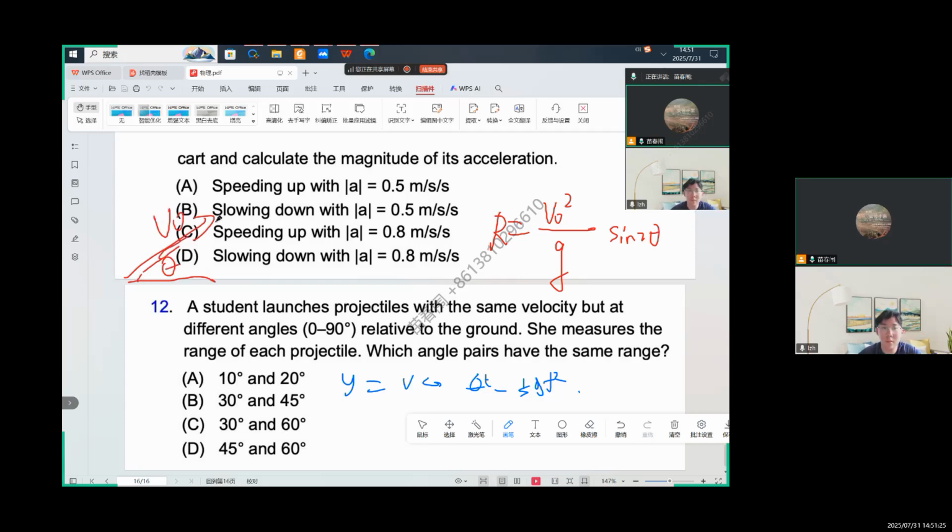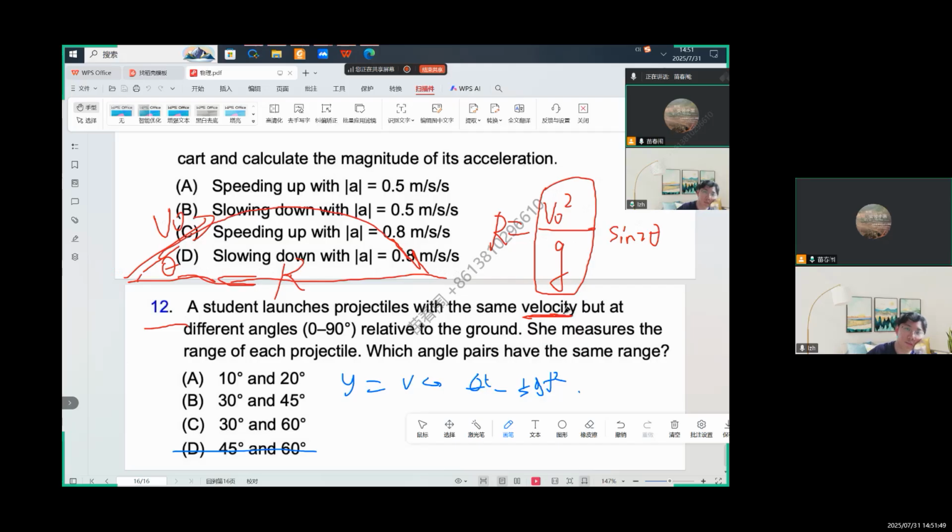Now we're talking about this kind of motion. And this range we deduce all the way using all variables. So for the purpose of 12, actually, if we deduce all the way, it's v0 squared over g. It's basically a constant number, right? He said the velocity is the same, right?